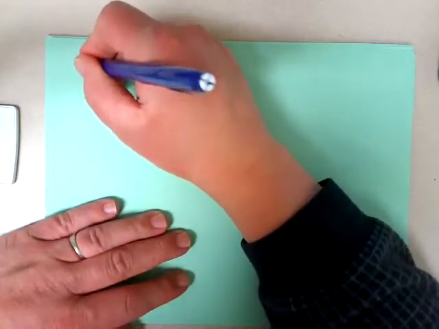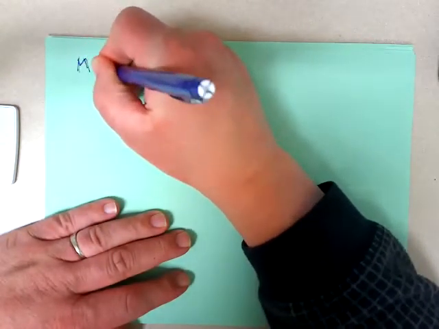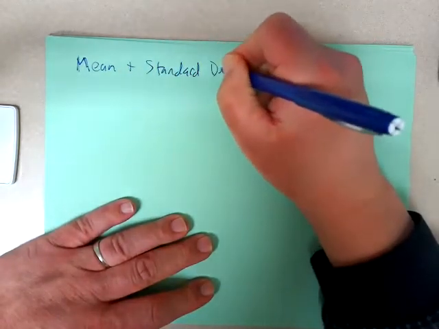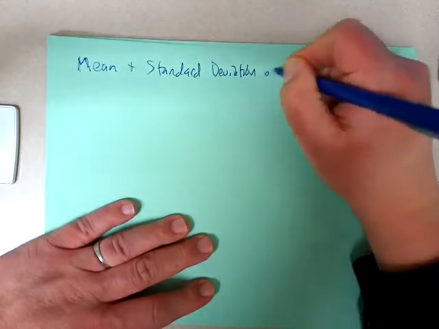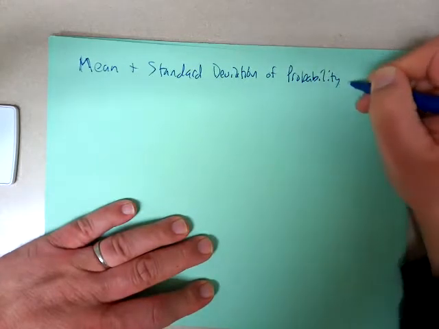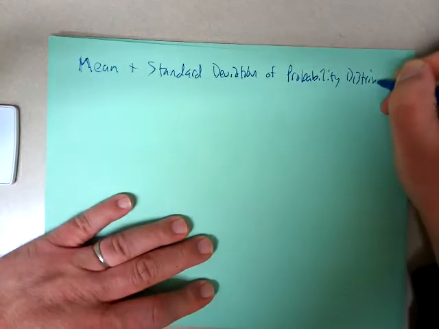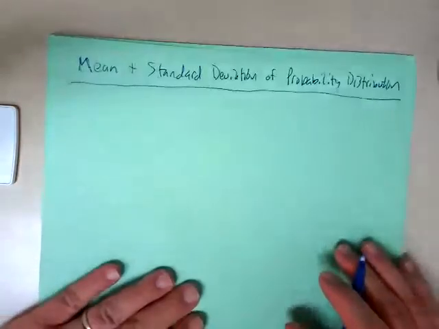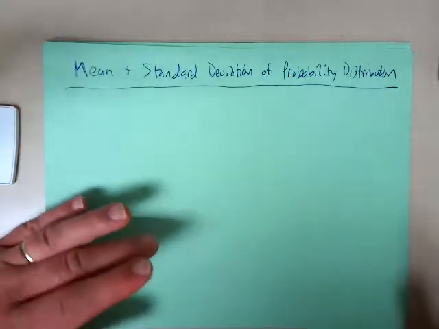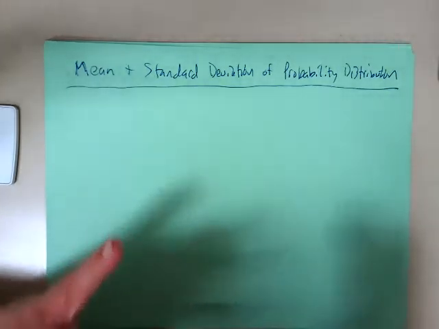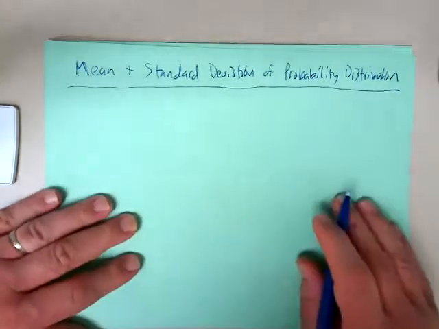In this video, we're going to learn about the mean and standard deviation of a probability distribution. And probably more accurately, this is the mean and standard deviation of a random variable. That random variable has a probability distribution, and we're going to use the probability distribution to find the mean and standard deviation of the random variable.